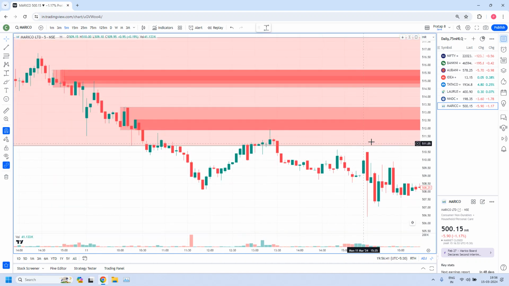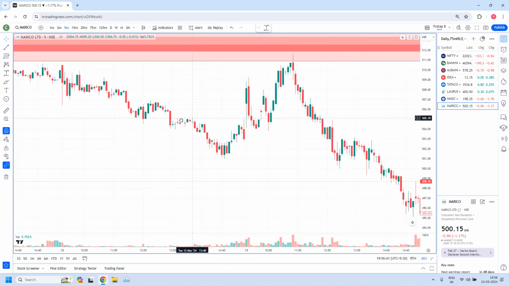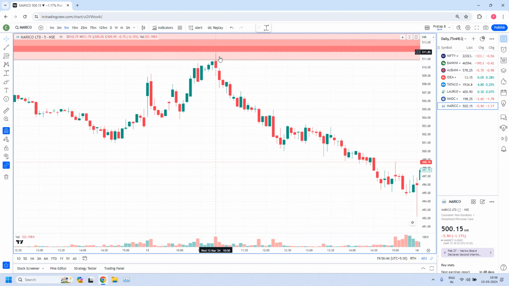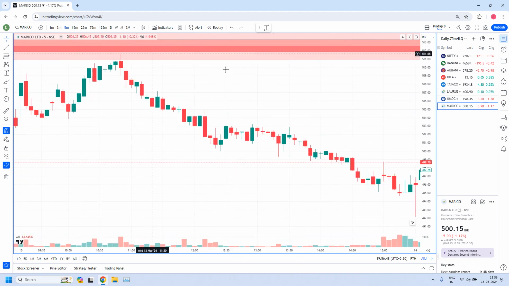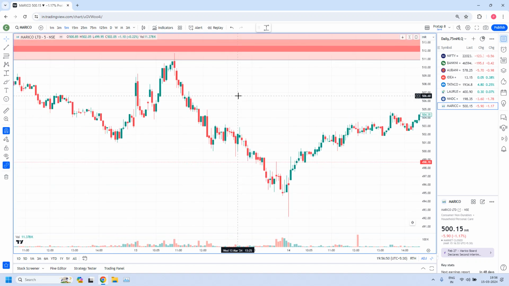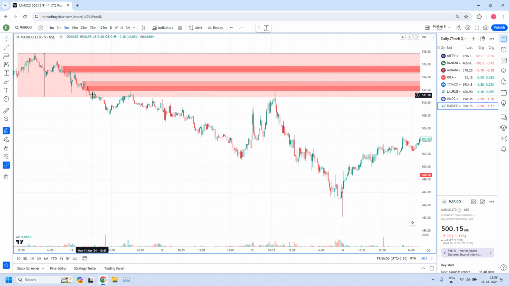That is one reason. Another reason is, see the rejection before this in the next attempt. That means institutions might have added some order flow. Those who want to take a little extra risk can take a second trade. Otherwise, as per our rule, you are not supposed to take a second trade unless this is a high liquidity zone.